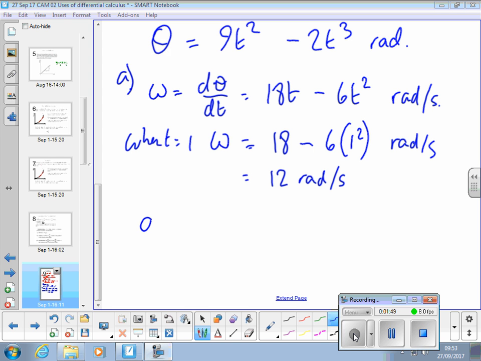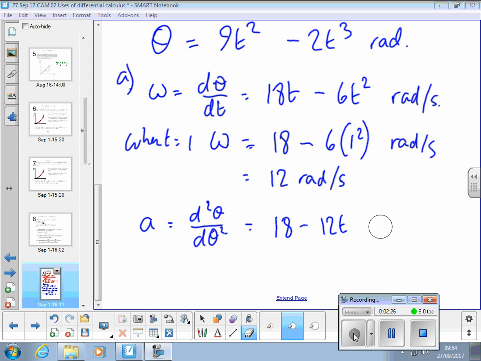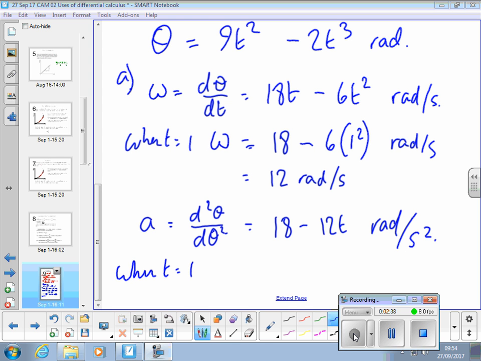How do we find the acceleration, alpha? So we differentiate again, don't we? Which is 18 minus 12t radians per second squared. When t is equal to 1, alpha is equal to 18 minus 12 equals 6 radians per second squared.